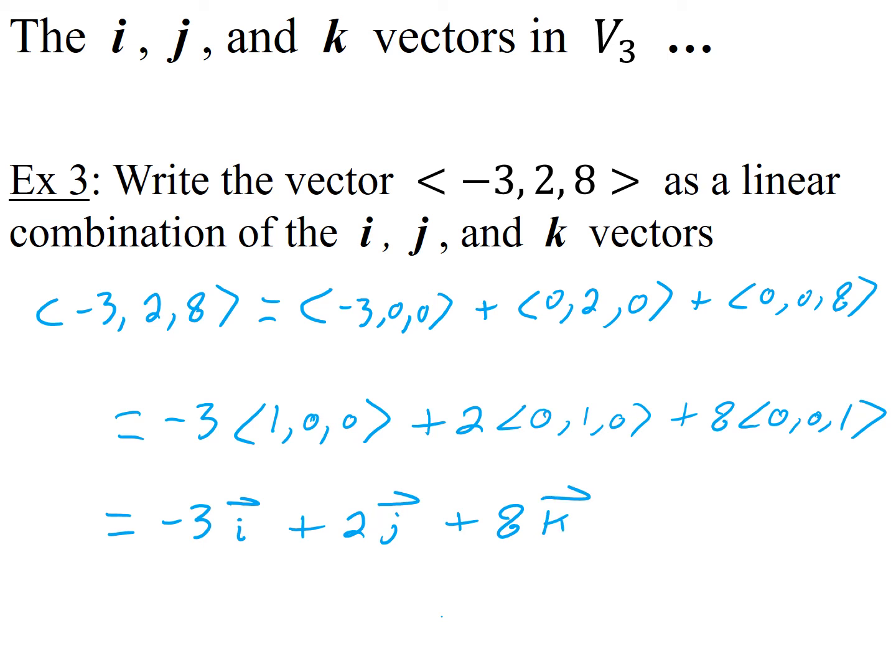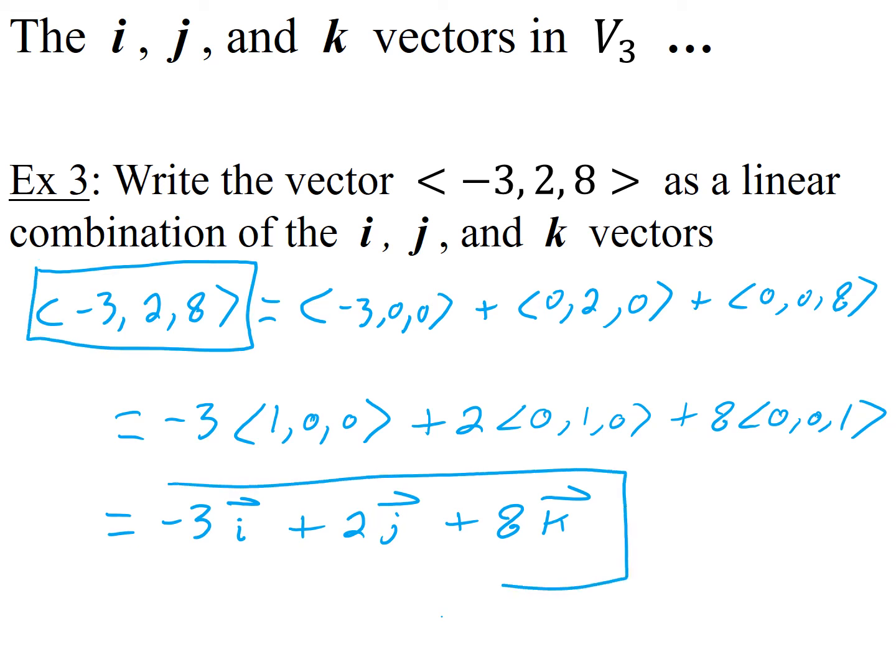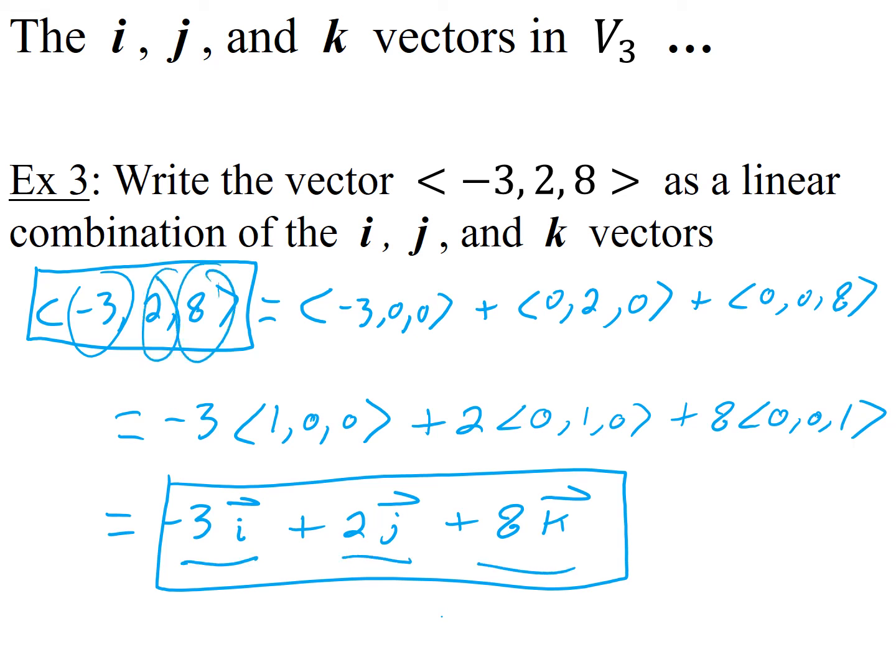And again, you don't have to show all that work, but it's nice to know it. You just need to be able to go straight from here to here. The components are -3, 2, and 8, and those are just the numbers that go in front of the i, j, and k vectors. So -3 goes in front of i, 2 goes in front of j, 8 goes in front of k. You can just go straight from there to there. Okay.